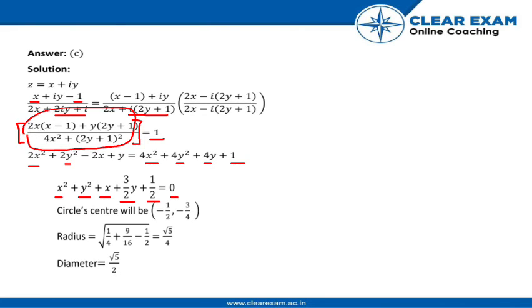So the center will be minus 1 upon 2 comma minus 1 upon 4. So the radius will be root 5 upon 4, and the diameter will be root 5 upon 2. So option C will be the correct answer. Thank you.